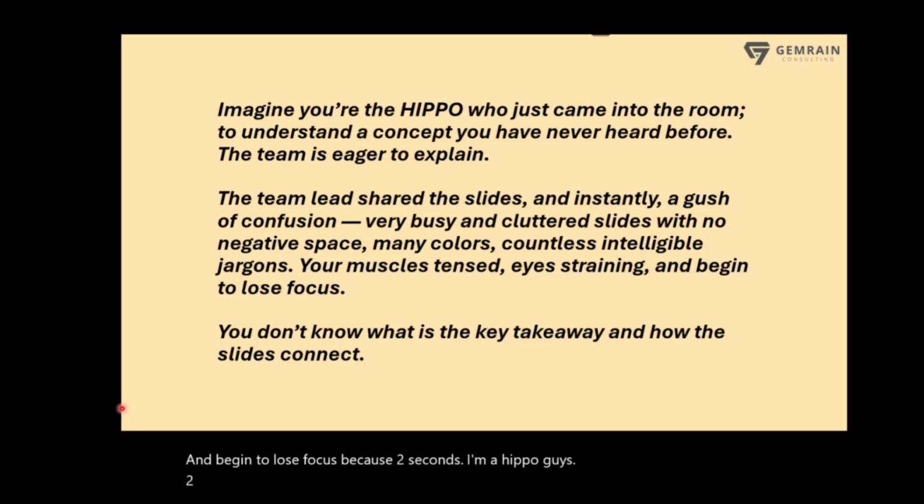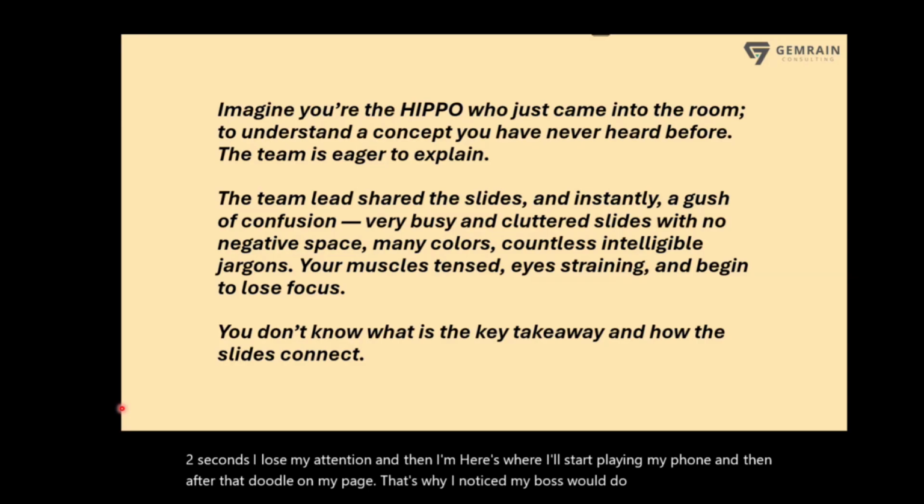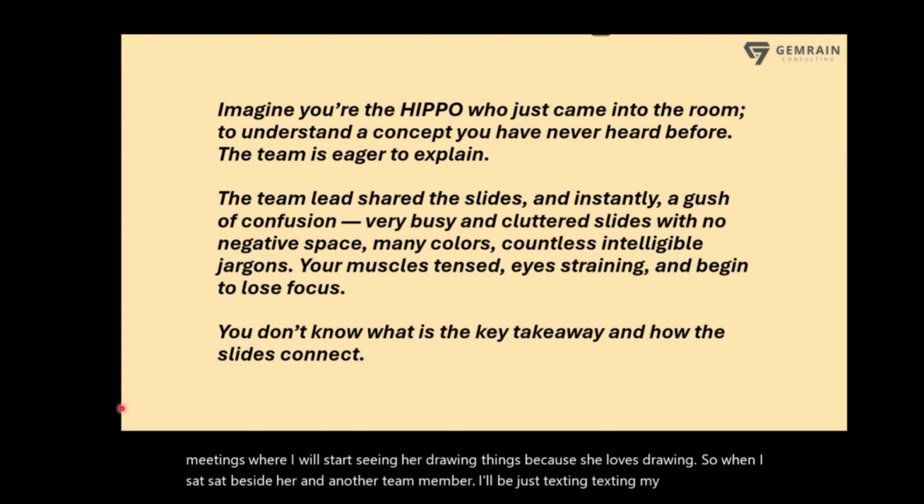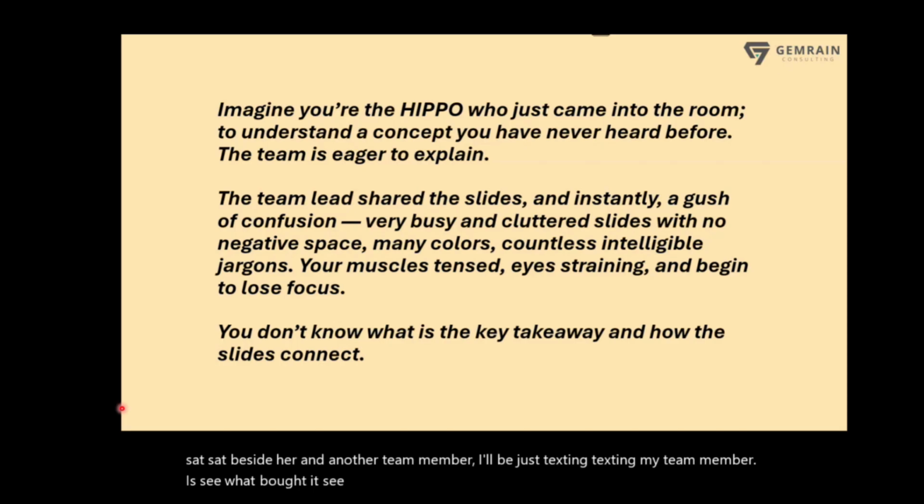2 seconds, I lose my attention, and then here's where I'll start playing with my phone, and after that, doodle on my page. That's what I noticed my boss would do sometimes. In big meetings I would start seeing her drawing things because she loves drawing. So when I sat beside her and another team member, I'd be texting my team member, hey, see what boss is drawing on her page. Because seriously, when that happened, all of us in my team had started losing attention already. And then, yeah, we just want to wait, get it through.